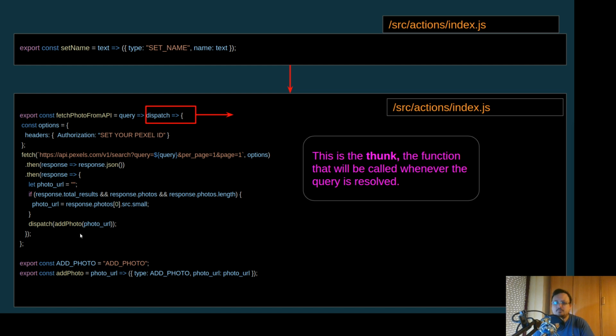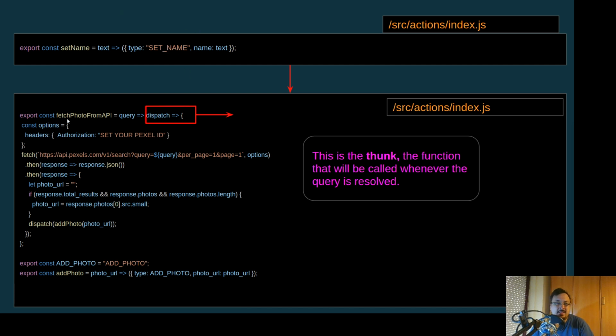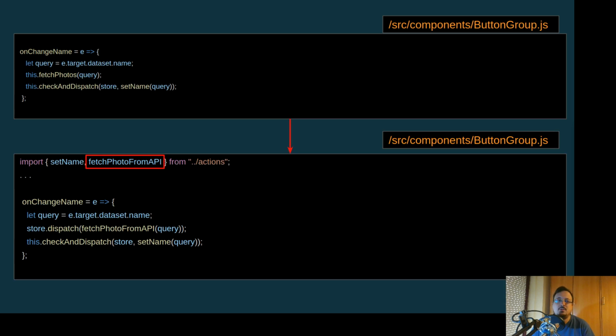So in this case, you see, I didn't add the constants. I added the constants in this example for being easier. I even added the setName constant. I didn't add the fetch photo from API constant because in this case I didn't need it. I only use the constants in the reducer, but you could use it over there. So I think we have to do other changes, of course.